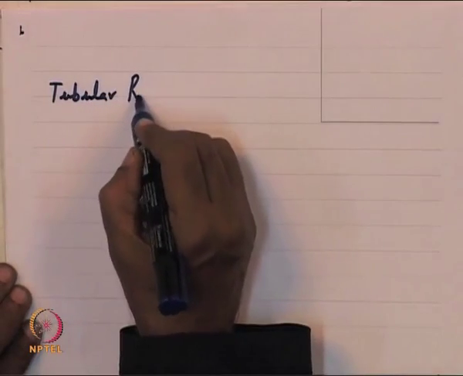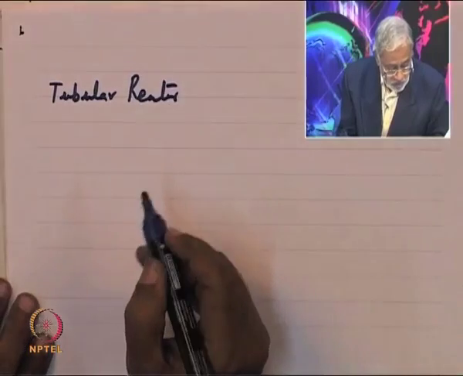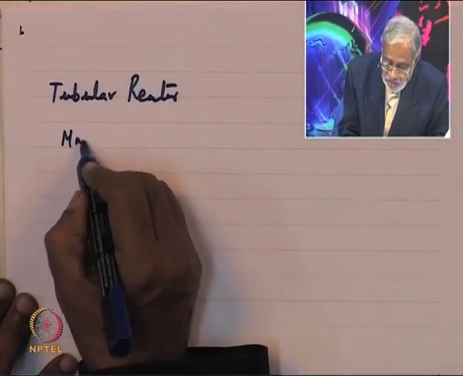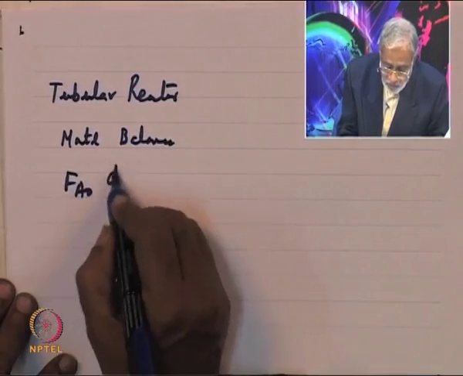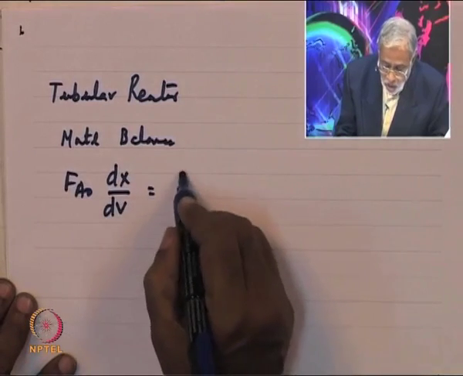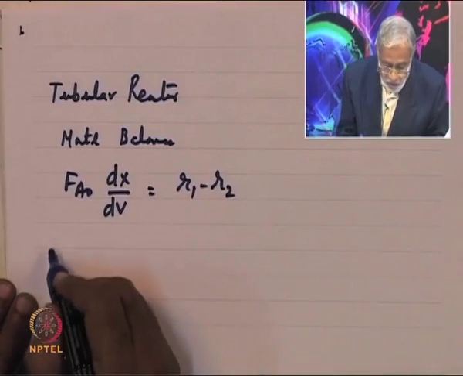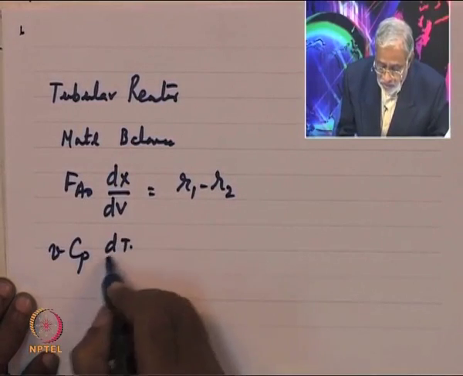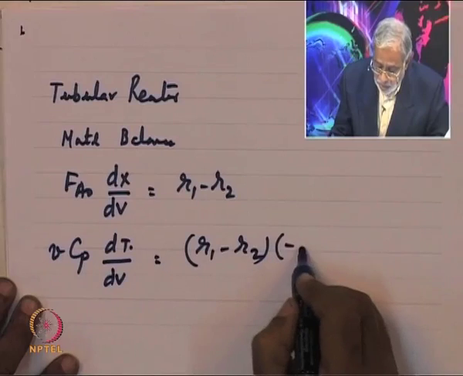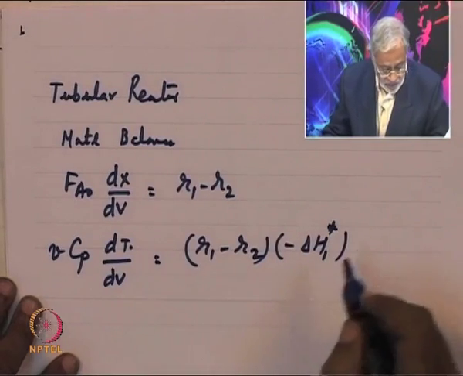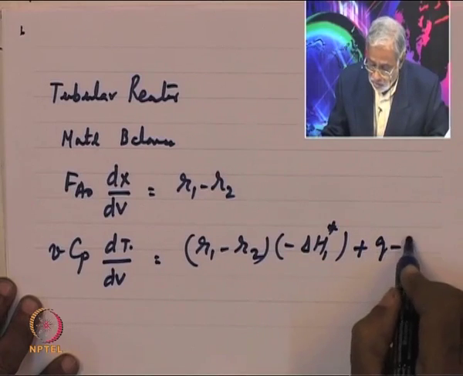Let us say we have a tubular reactor. That means, let's look at a tubular reactor. What are our tubular reactor design equations? Our material balance will look like FA0 times dX/dV equal to R1 minus R2. This is the material balance. Our energy balance will look like this: dT/dV equal to R1 minus R2 times minus delta H1 star, which is the heat of reaction, plus Q minus Ws.